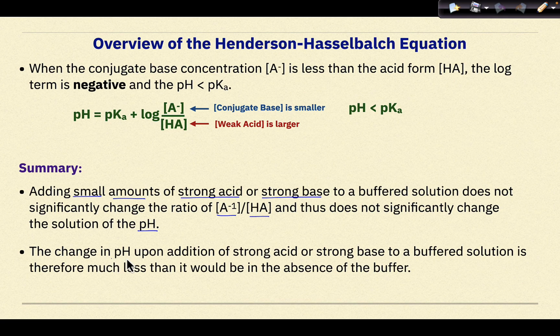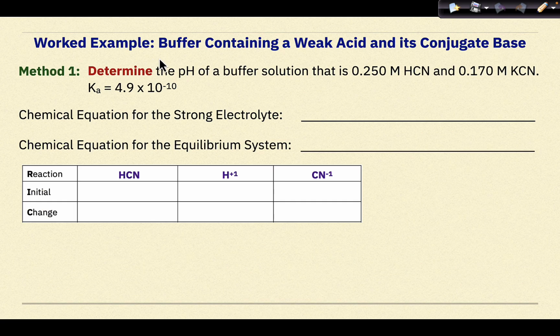The change in pH upon addition of strong acid or strong base to a buffered solution is therefore much less than it would be in the absence of a buffer, and we'll see this more when we talk about titration curves. Worked example, buffer containing a weak acid and its conjugate base. Method 1 will use an ICE table.